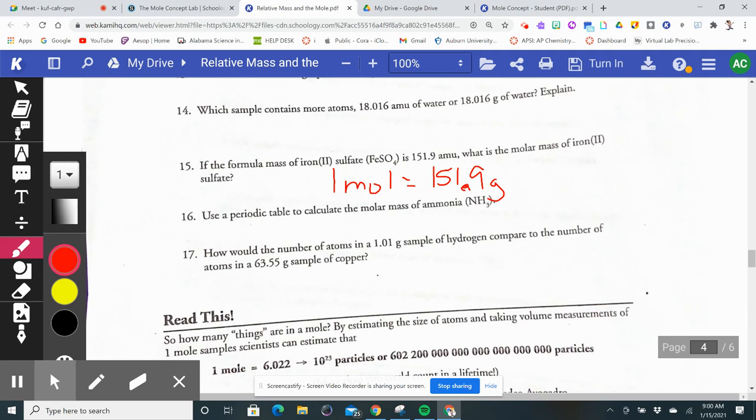Y'all are going to get lots of practice on this. Just like you got lots of practice on naming, you'll get lots of practice on this, because this is one of those things that's super important. It's also really, really easy if you practice it enough.